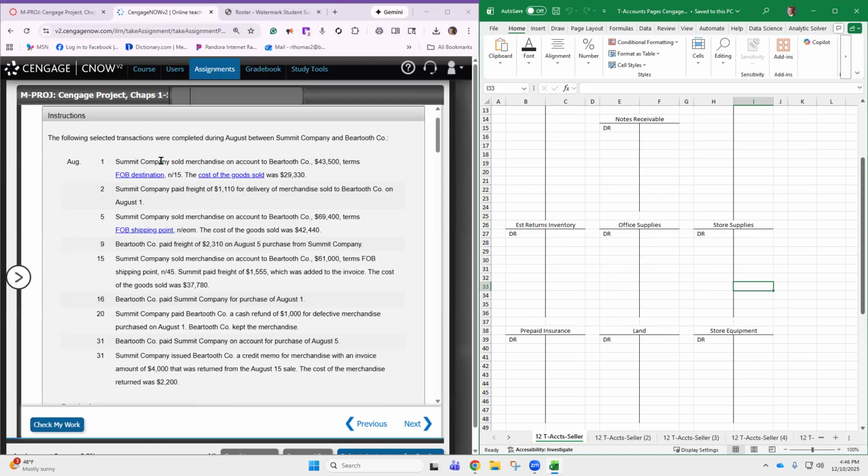All right, so let's see if we can refresh our memory while we're doing this, what the journal entries are when you have merchandise, okay? So the first one is going to be a selling transaction. So it says Summit Company sold.